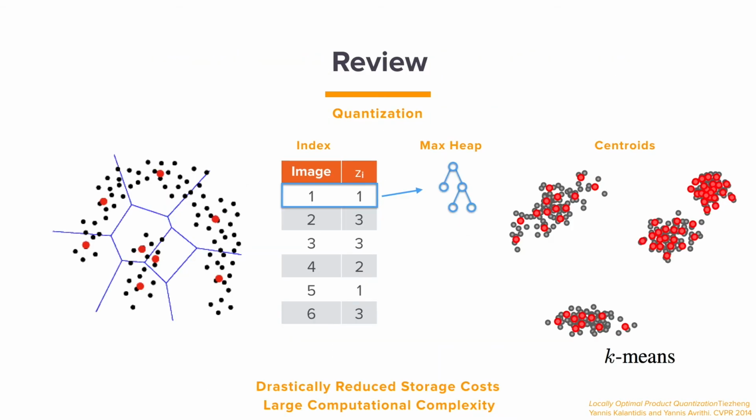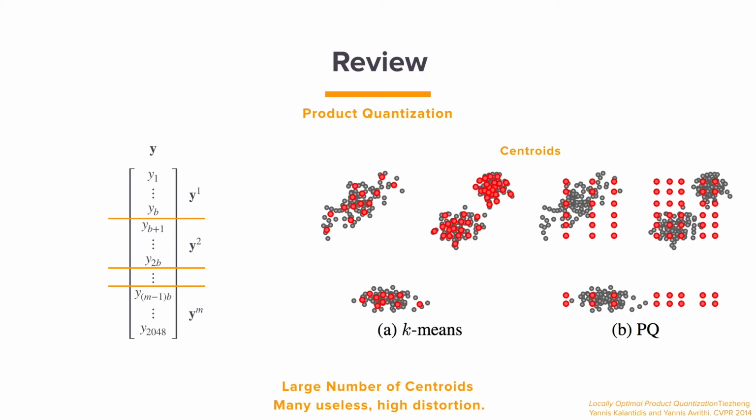Okay, so just to wrap this up. We started off with quantization. We said, hey, quantization's cool. We can run k-means, get this nice packing, right? Nice distribution there. But it's really expensive computationally. And even though it drastically reduced the storage costs, we need k to be way too big, right? So we said, let's do product quantization.